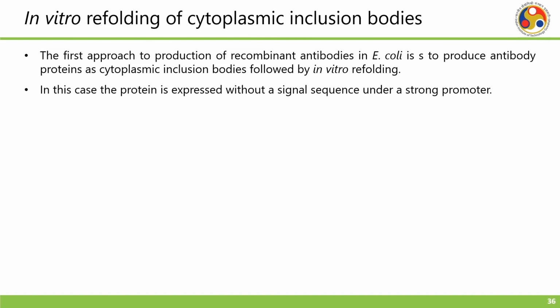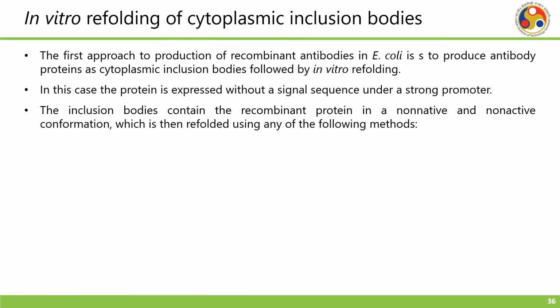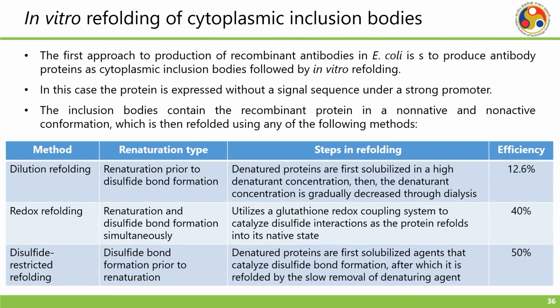In this case, the protein is expressed without a signal sequence under a strong promoter. The inclusion bodies contain the recombinant protein in a non-native and non-active conformation, which is then refolded using any of the following methods. We may have dilution refolding, redox refolding or disulfide restricted refolding. In the case of dilution refolding, we have around 12.6% efficiency, redox refolding 40%, disulfide restricted refolding 50%.